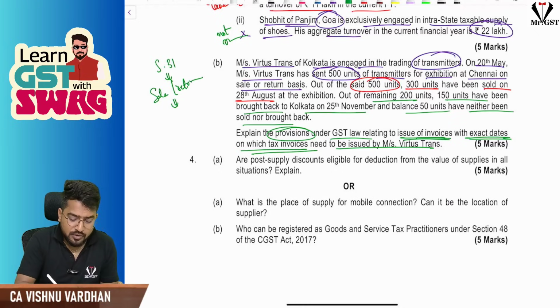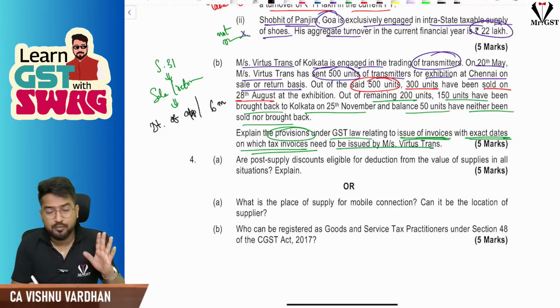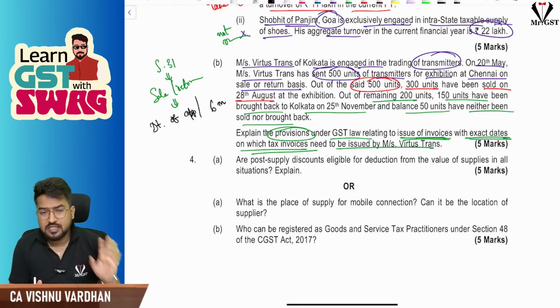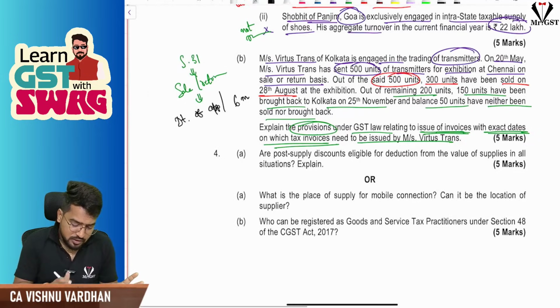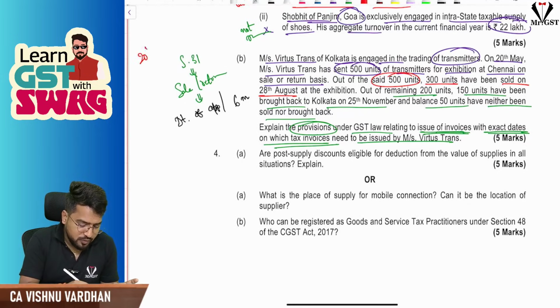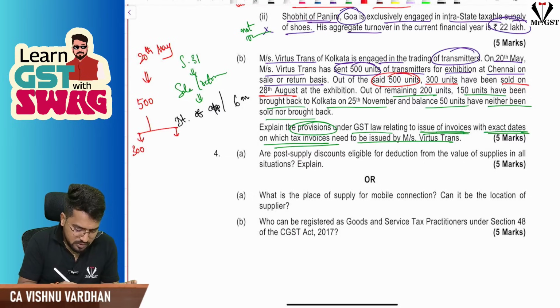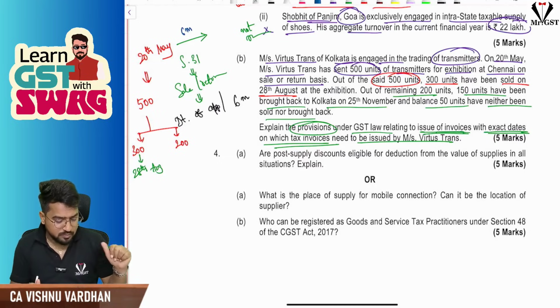Sir, what is the time limit to raise the invoice? As you know, it is the date of approval or 6 months from the date of removal from the place, whichever is earlier. Here, the goods are removed on 20th May, 500 units. Of these, 300 units are sold on 28th August. Sir, from 20th May, 6 months means June, July, August, September, October, November.